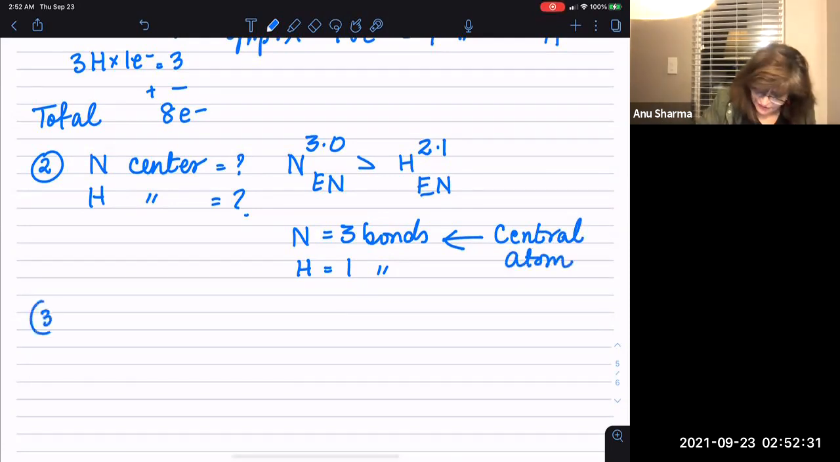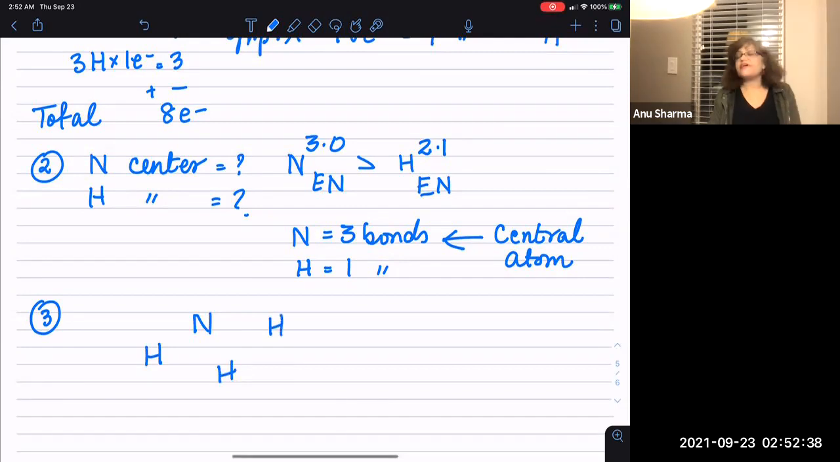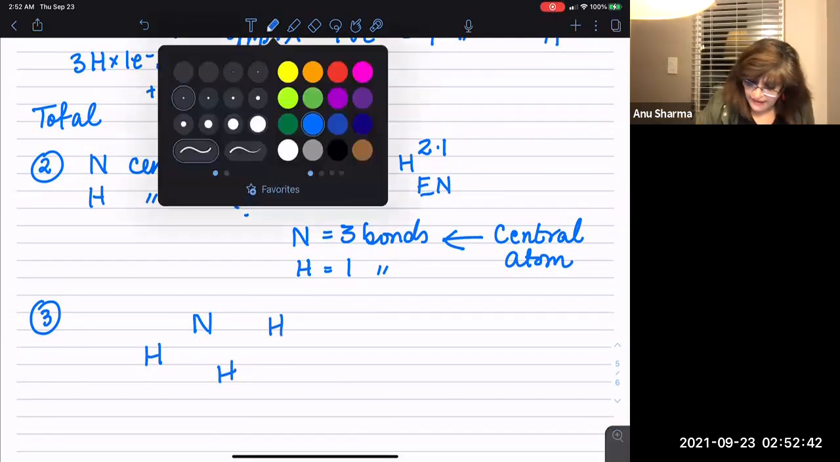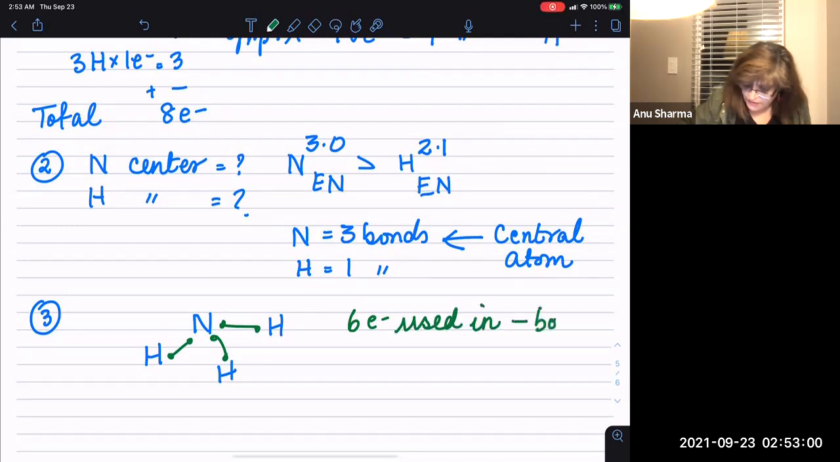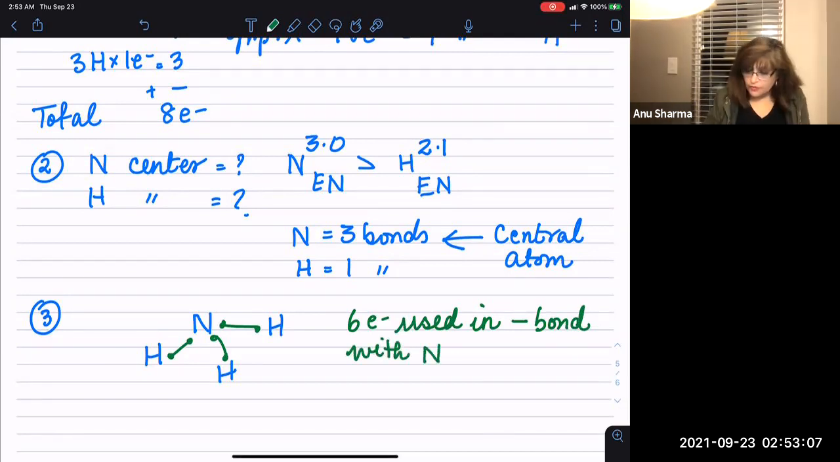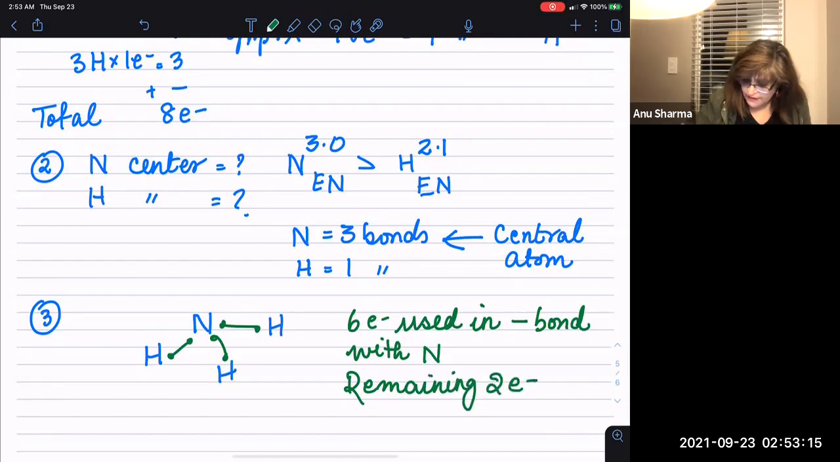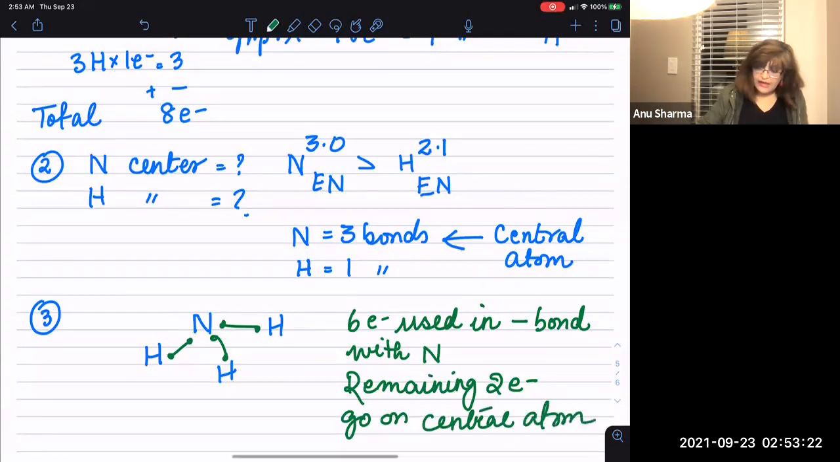Next, you place nitrogen in the middle and place hydrogens on three sides. I'm just drawing a rough figure here. So here you have nitrogen and hydrogens connected with single bonds. We have now used 1, 2, 3, 4, 5, 6 electrons, so 6 electrons used in single bonds with nitrogen. So what happens to the remaining 2 electrons? They go on the central atom.